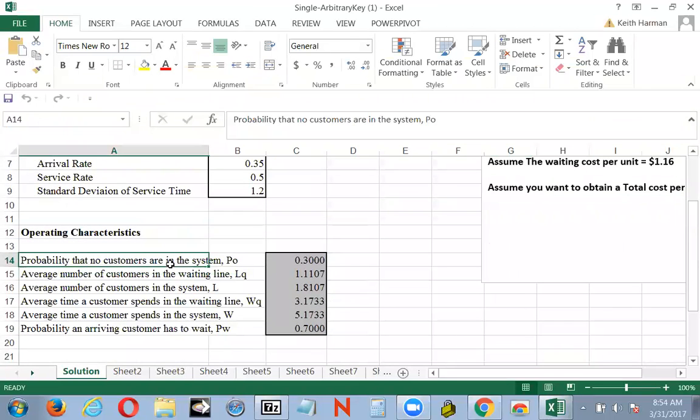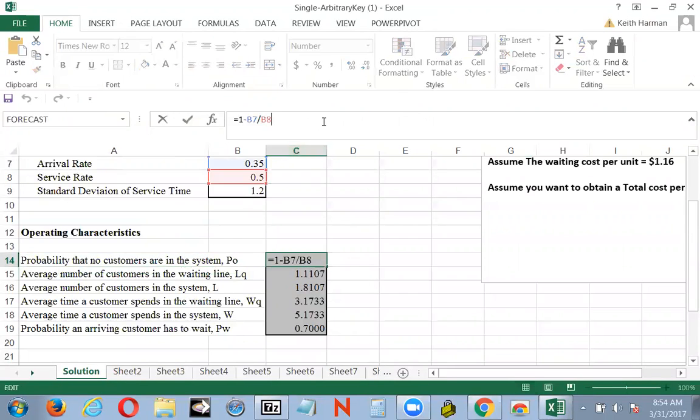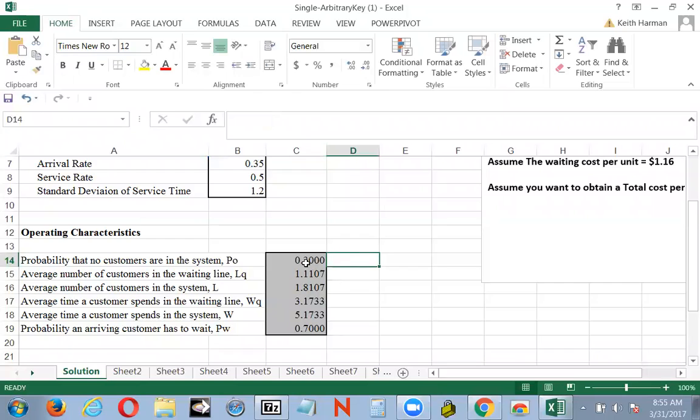Here are these probabilities, starting with no customers in the system. This is basically 1 minus B7, the arrival rate, over B8, the service time. Remember, we're subtracting that, so we're getting the probability that there will be none. Then the average number of customers in the waiting line. We've got those equations, and they flow right out of what you'll see on page 521.